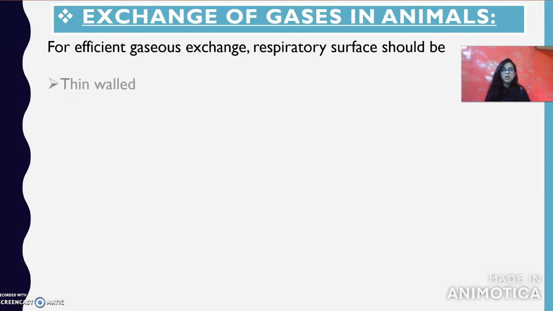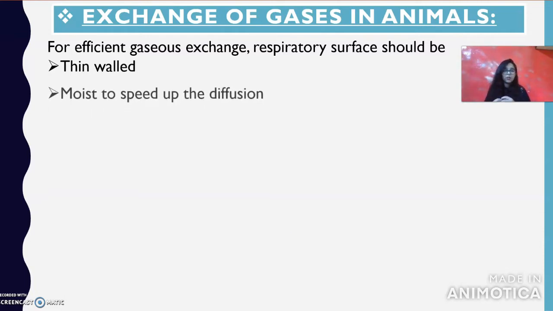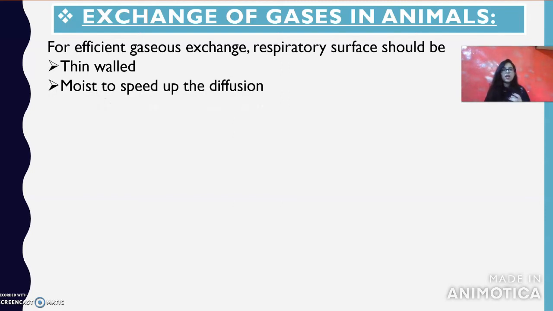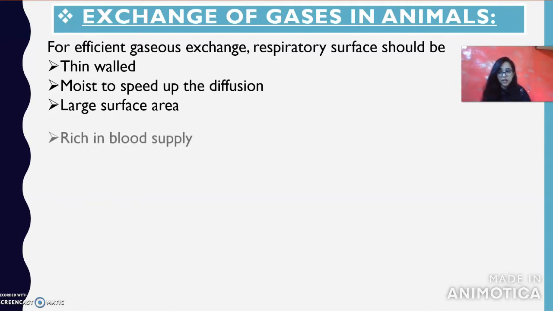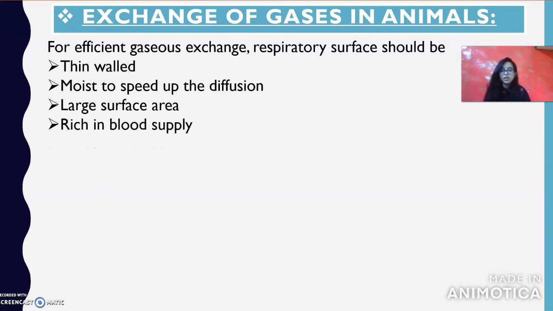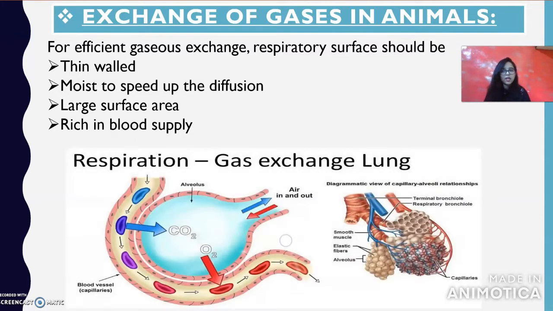What do you think, how should our respiratory organs be? Yes, they should be thin-walled, because if they are bounded with thin walls, then the absorption of oxygen and releasing of carbon dioxide will be easier. Moist, to speed up the diffusion, because if they aren't moist, friction will happen and the process will get difficult. Large surface area, why large? Because if they have a large surface, then only they'll be supplied with rich blood, capillaries, arteries or veins.